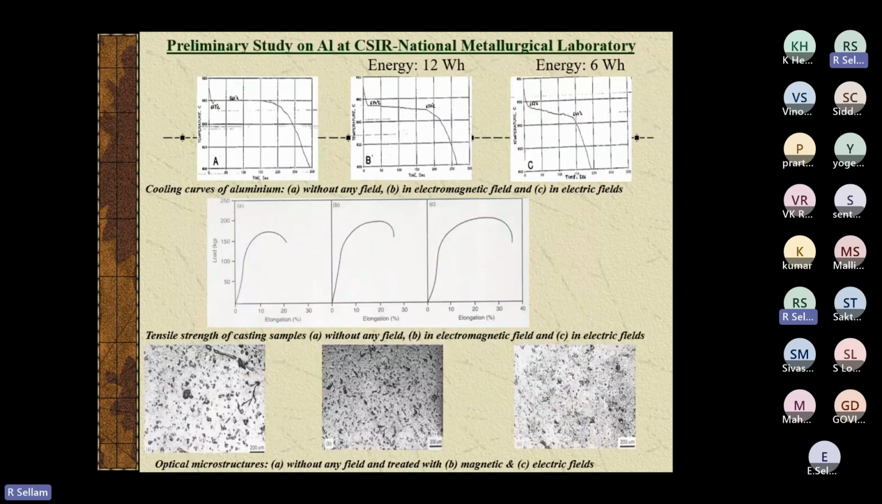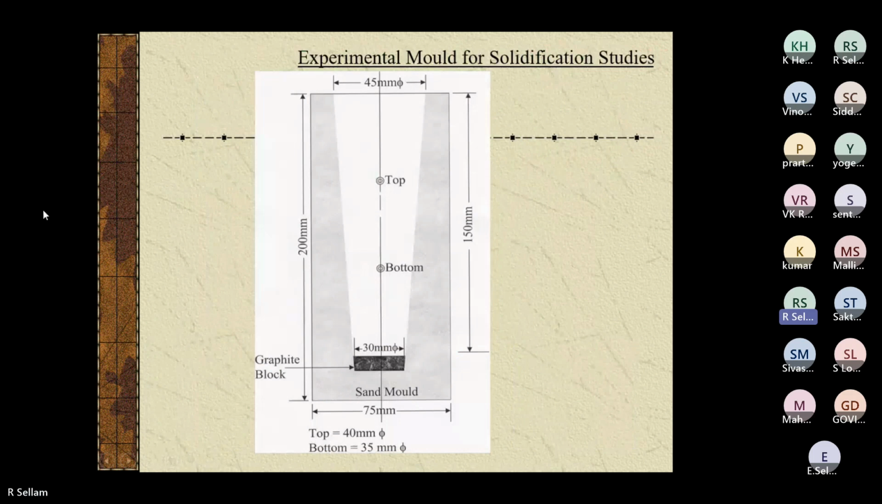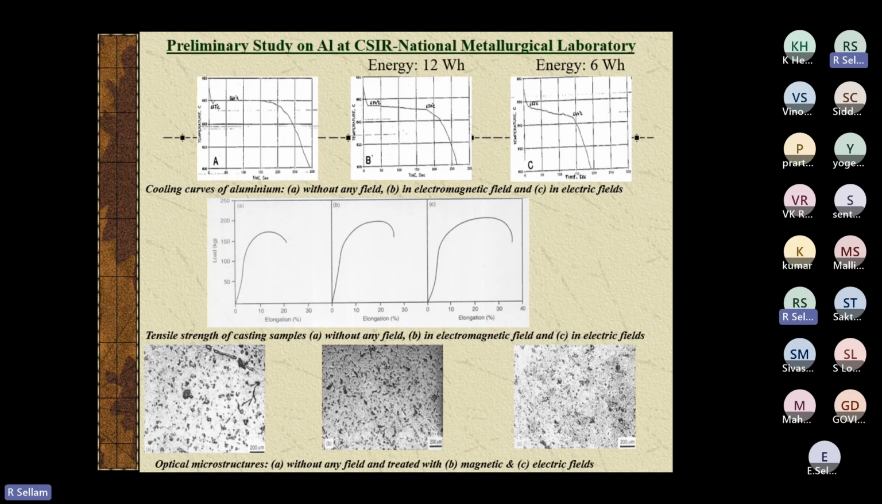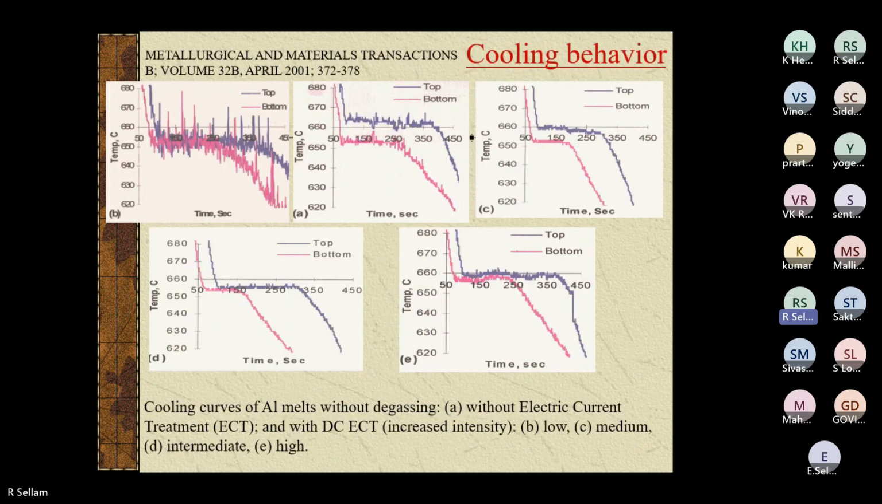You see top, here 45, this is 40 diameter, 35 diameter, and 30 diameter. So the metal at 40 millimeter diameter merges with 35 millimeter diameter. This is the unique thing observed in the solidification curves.